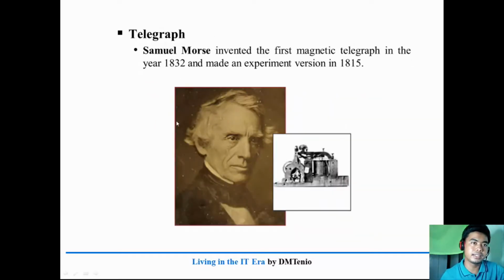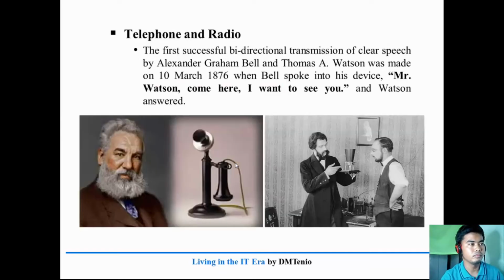Then we have the telegraph by Samuel Morse. So he invented the first magnetic telegraph in the year 1832 and made an experimental version in 1850. So this is the invention, this is Samuel Morse. So that's the Morse code, where the dots are tapped out, a cryptic code, the Morse code. Then telephone and radio.